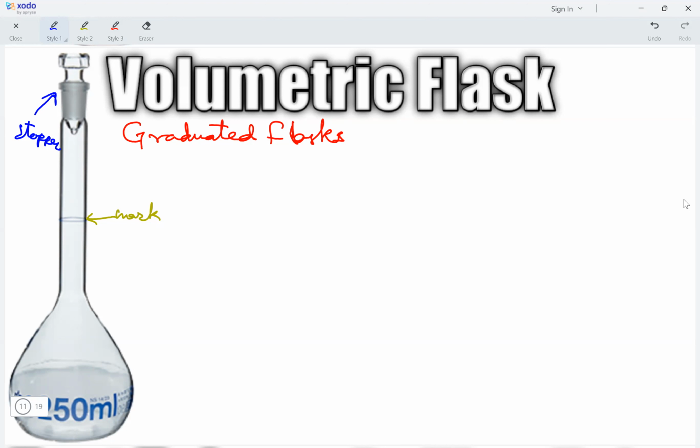And as a result, the volumetric flask, if used properly, will be able to prepare a known dilute solution of a given acid or a base or any other liquid that we need to dilute.